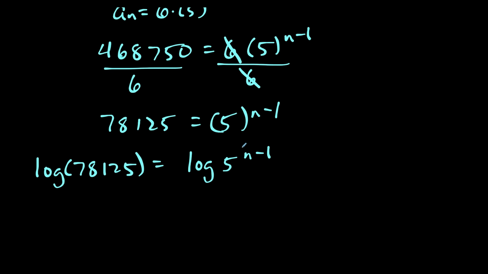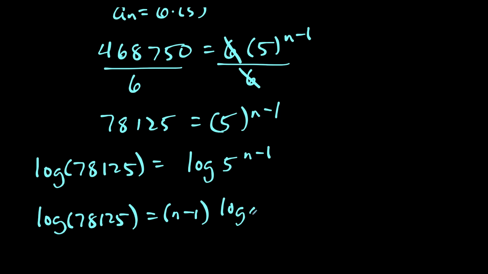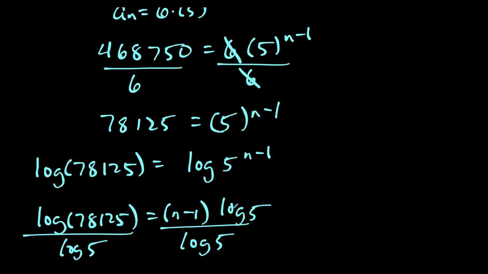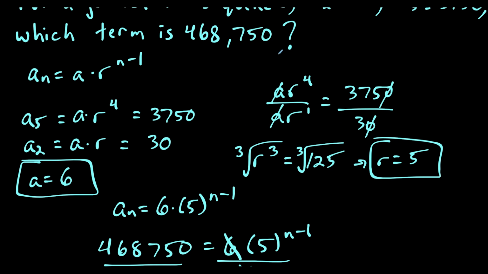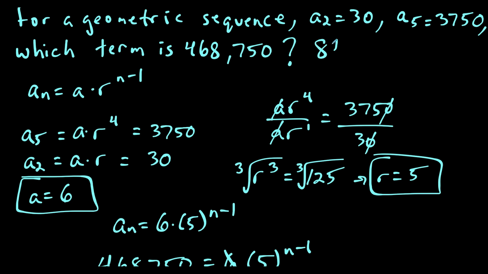And now properties of logs tells us we could bring n minus 1 out in front. So this will give us log of 78,125 equals parentheses n minus 1 times log 5. And now if you divide these, this is going to get us a step closer to solving for n. So you just have to punch this into a calculator, and if you type in log 78,125 over log 5, this is simply going to work out to 7. So n minus 1 is equal to 7. And then we're just going to add 1 to both sides, and that tells us that n equals 8. So when they ask us here which term is 468,750, we would say the 8th term.